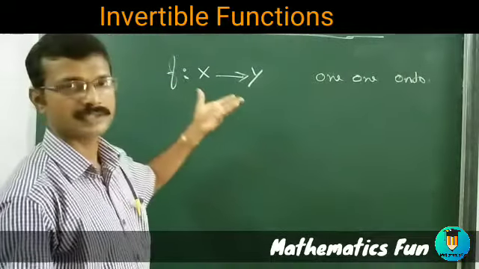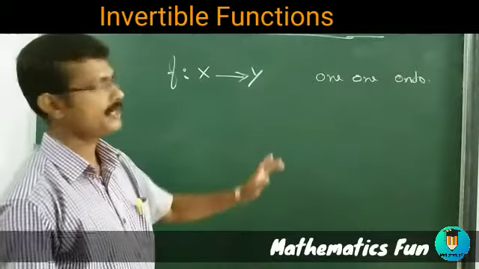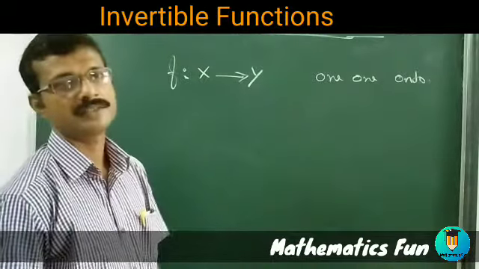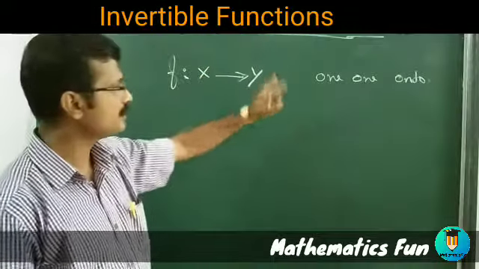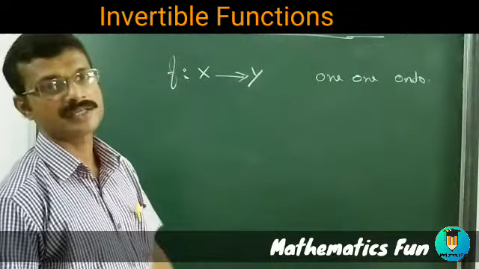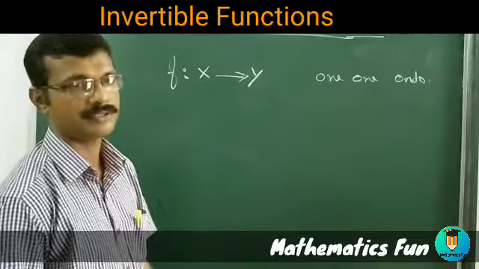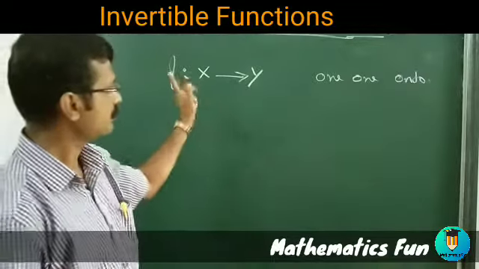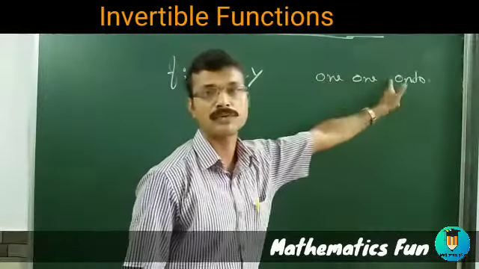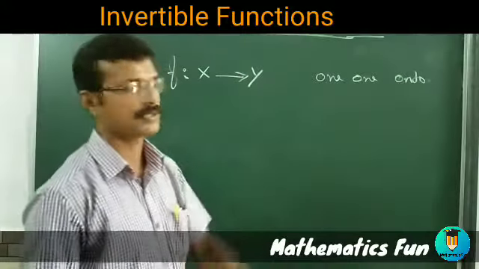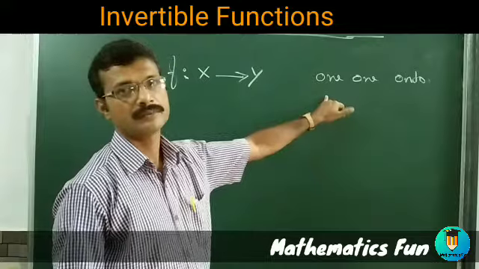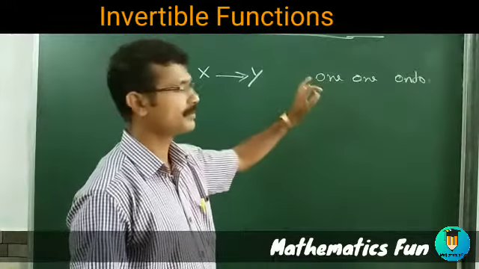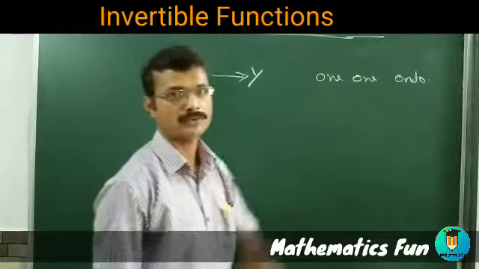In other words, if we can find the inverse of a function, then the function is invertible. Now, when we can find an inverse, the function must be one-one and onto, that is bijective. You already studied that in the last class. Otherwise, just go through the previous video, then you will be able to follow what one-one and onto are.